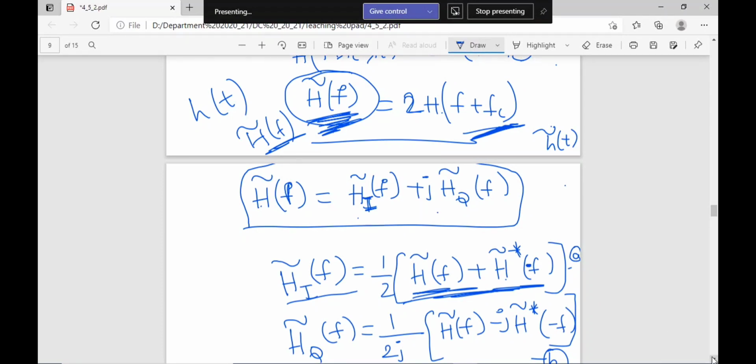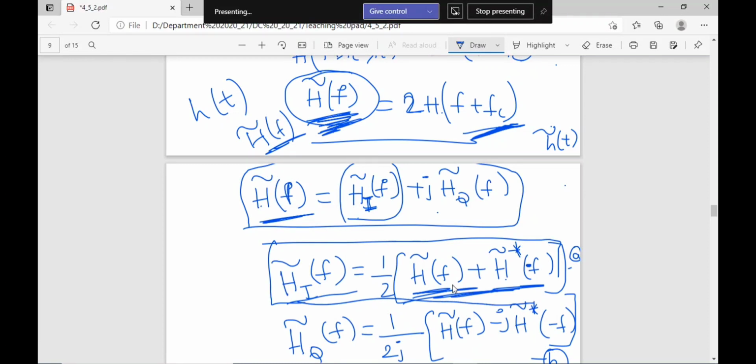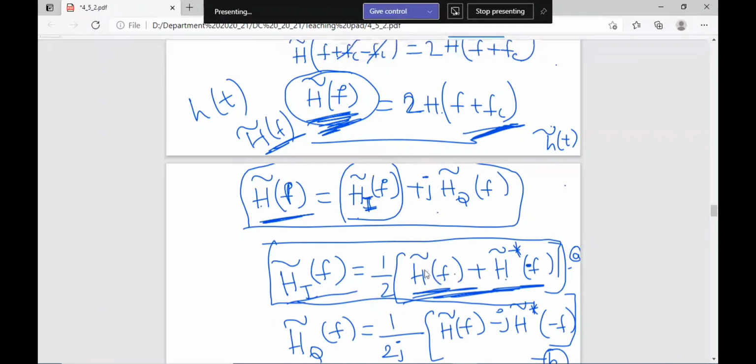Now, if I want to get h tilde of f, I need to know h_I tilde of f and h_Q tilde of f. These two I need. In order to get that, I have directly written the equation here. This is the equation that will help us get h_I tilde of f in terms of h tilde of f. If you know h tilde of f, you can take its complex conjugate and substitute minus f. This I need to prove.